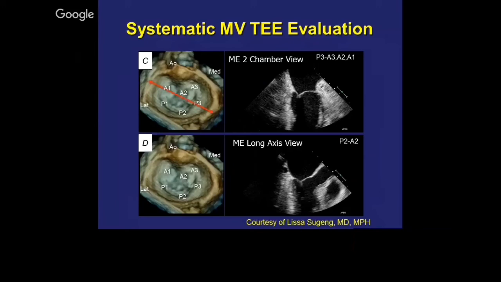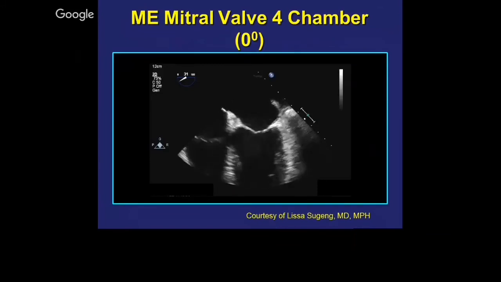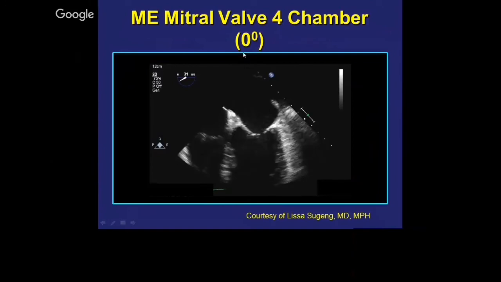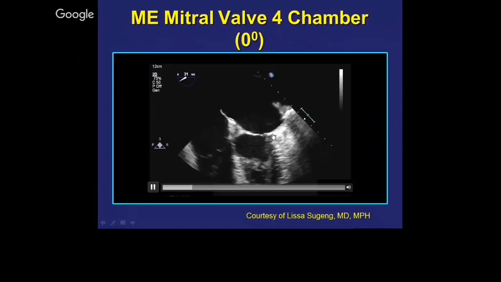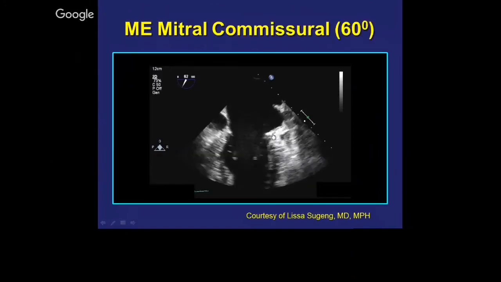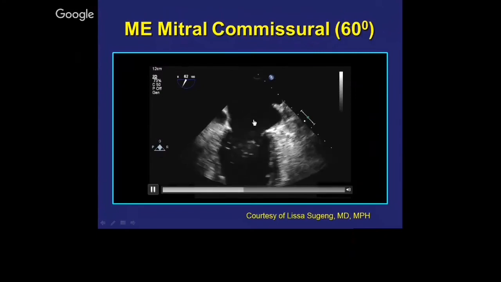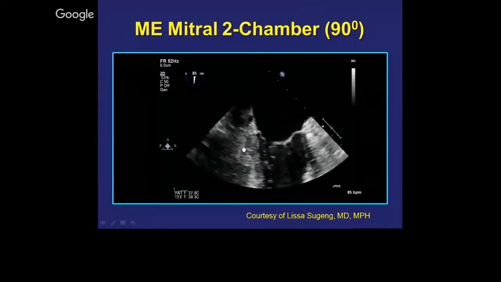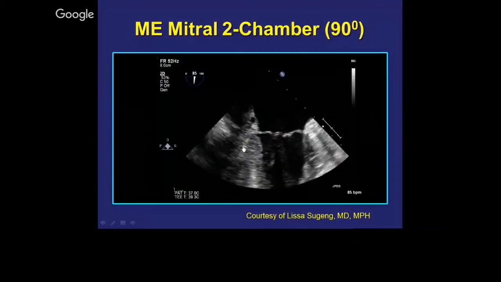Okay, and here to the left, it just shows you how we slice those things. And these are the real-time images of the 4-chamber view at 0 degrees, anterior and posterior. This is the commissural view at about 60 degrees. That is the A scallops in the middle, right there. Sometimes A2, A3, A1, P3, P1, P3, right there. And maybe for surgeons, that's the bit that they get a bit confused about when there's a bit of anterior and a bit of posterior.